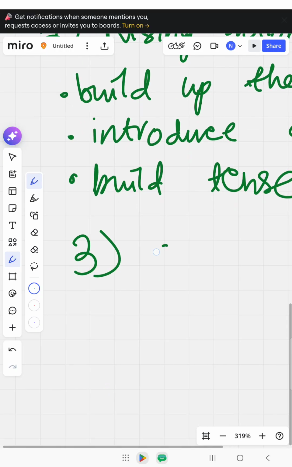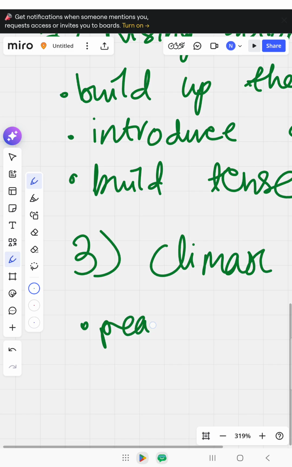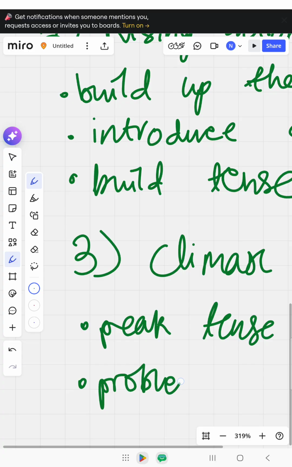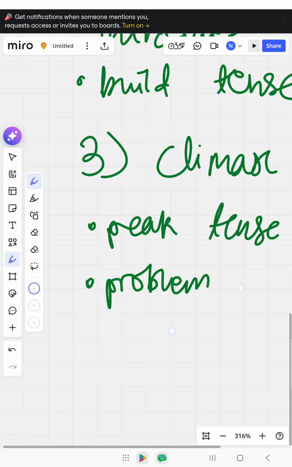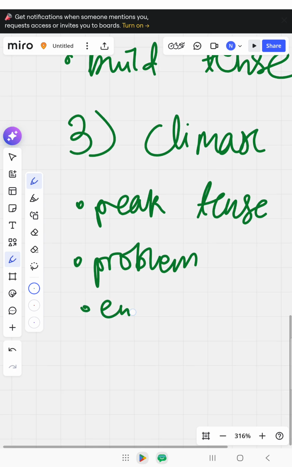So now our third one is climax. This is where we reach a turning point, and it's like the peak of tension. It's where the problem escalates. Like the problem is clear, and it's where most of the emotion of the story comes.